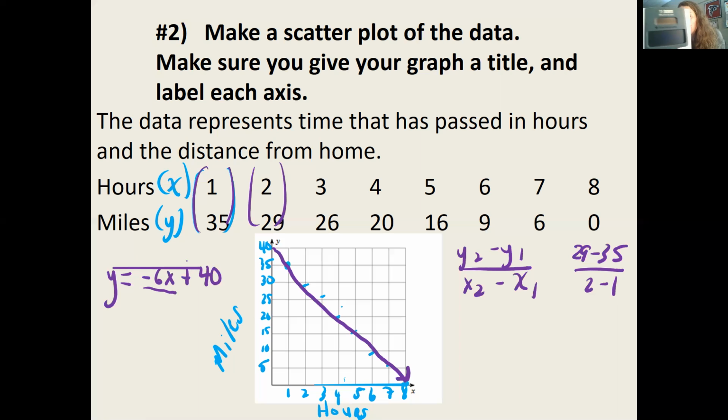sure if I use my calculator, and we did this last week in a Zoom. You're going to hit the data button, and it brings up 3 columns, and you're going to type in all of those x values, every one of them. 1, enter, 2, enter, 3, enter, 4, enter, 5, 6, 7, and 8. And then you're going to go to the y column, and you're going to do 35, 29, 26, 20, 16, 9, 6, and 0.